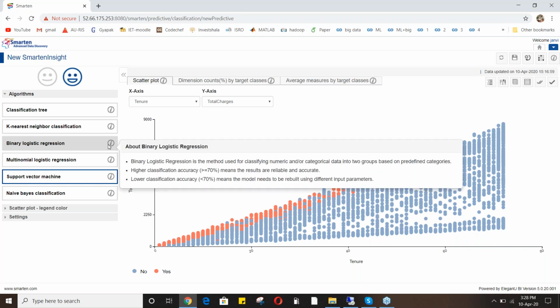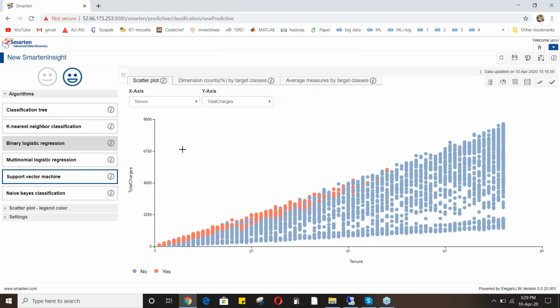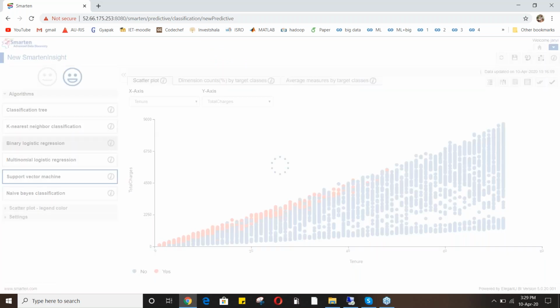While doing so, it will also guide you. For example, if I click on multinomial, since this is for a business user not knowing data science, it helps them: multinomial logistic regression is applied only on a target variable with more than two classes, etc. So it suggests that you cannot apply this because the data is not such. Then we can click on, for example, binary logistic regression. Wherever another algorithm is possible to apply, you can apply that. So you can override also.